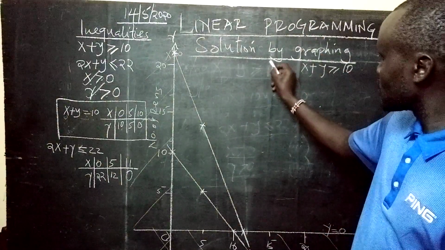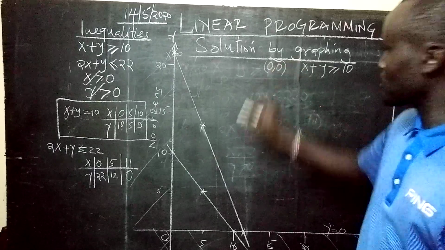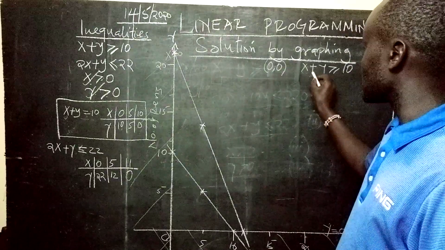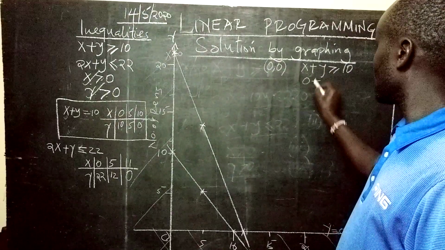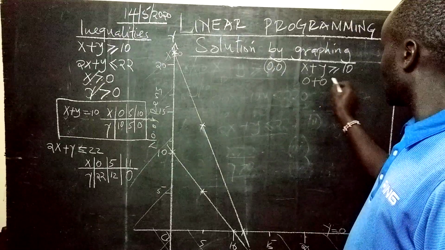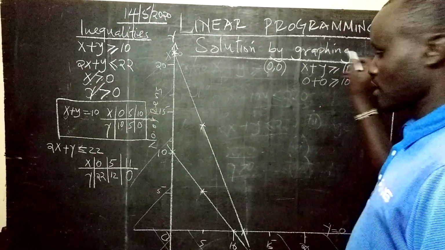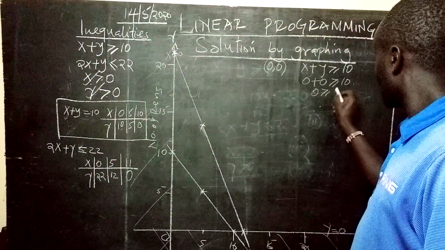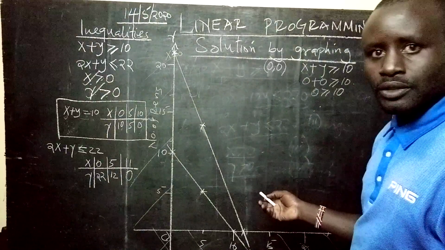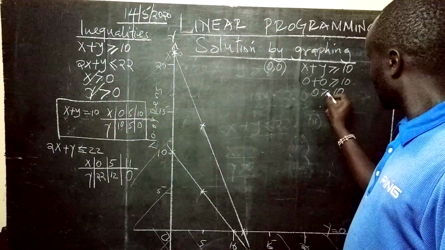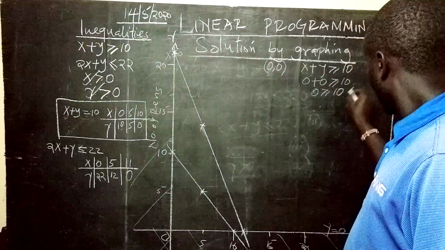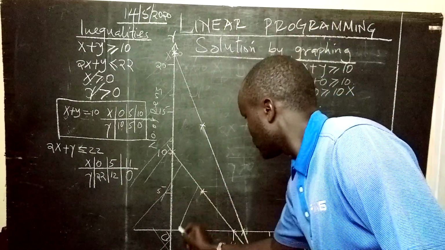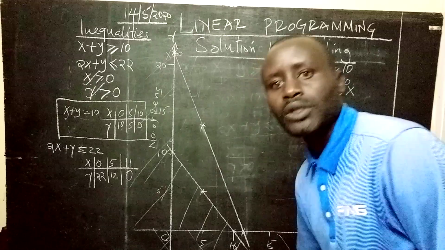The coordinates of the origin are always 0, 0. So if we represent these coordinates in this information, we say 0 plus 0. Is 0 plus 0 greater or equal to 10? Then we say, is 0 greater or equal to 10? Because 0 plus 0 is 0. So is 0 greater than 10? We say no. Definitely all this region is going to be unwanted region.